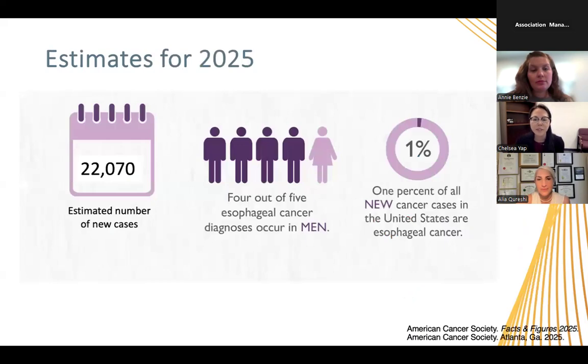Just some estimates here from the American Cancer Society for 2025 in the US. This year, an estimated about 22,000 new cases of esophageal cancer, more common in men than women. So about 4 out of 5 esophageal cancer diagnoses occur in men. And only 1% of new cancer cases in the United States are esophageal cancer, which I found pretty interesting because, of course, at my center, we do a lot of esophagectomies, but it's interesting that it really is only about 1%.